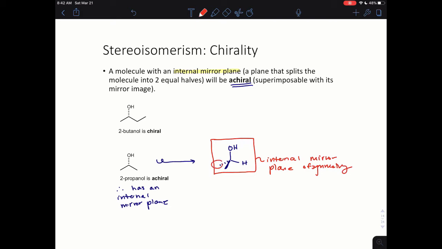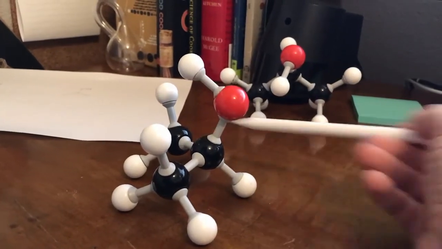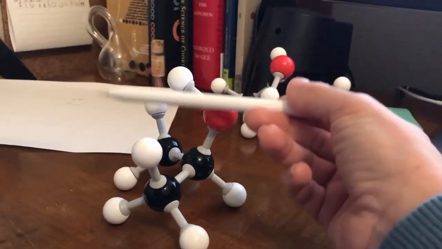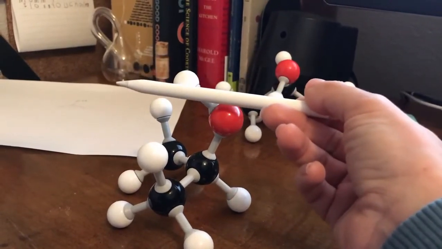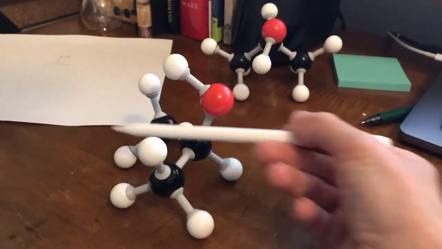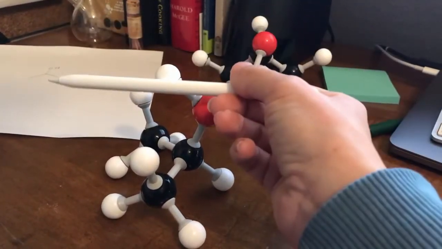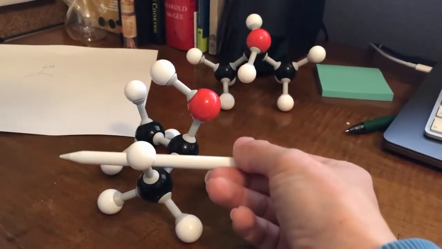What do I mean by that internal mirror plane of symmetry? Well, the methyl group in the back reflects the methyl in the front. The hydroxyl and the hydrogen are cut in half, so half of each reflects the other half. All right, so here's the internal mirror plane. The methyl in the back reflects the methyl in the front, and half of the hydroxyl reflects the other half because the mirror plane splits it. And half of the hydrogen reflects the other half because it would also be split by the mirror plane. So the mirror plane is splitting the molecule in half right here.